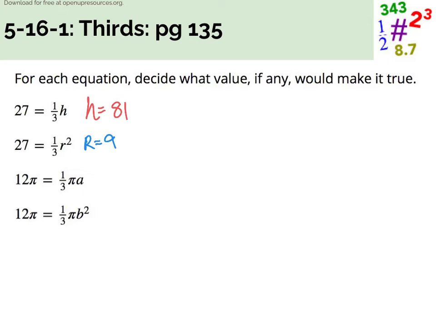Notice how both sides have pi, so I don't have to worry about that. And then I want a number multiplied by 3 or divided by 3 that's going to equal 12. Well, 36 divided by 3 is going to equal 12. And then again, the last one, both of them have pi in there, so we can ignore the pi. It's a number multiplied by itself, and then divided by 3. It's going to equal 12. So if B equals 6, 6 times 6 is 36, divided by that 3, and then we get the 12. So all these numbers are the ones that will make both sides equal to each other.